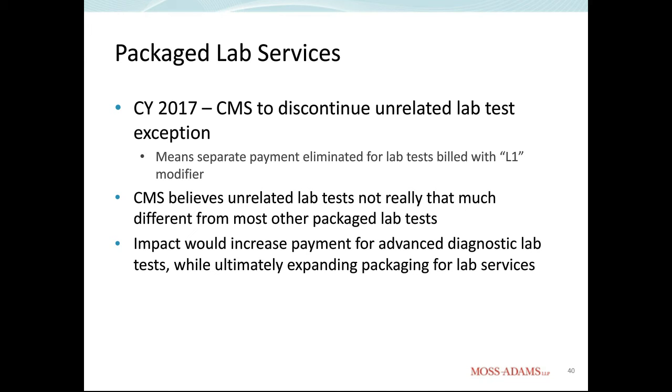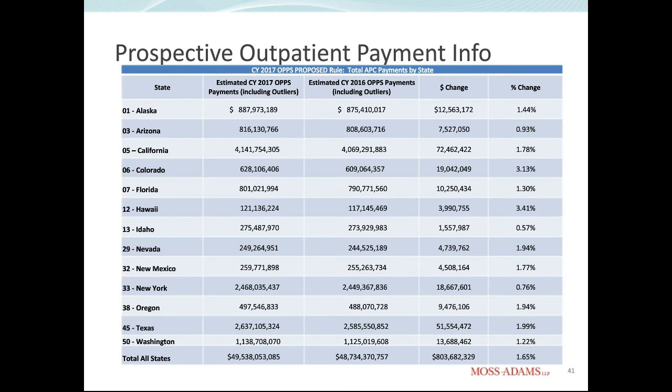This is a slide that details for various states what their overall estimated change in outpatient reimbursement will be from last year to this coming year. As you can see, net positive across most of the states in this region and otherwise, with the highest being in Hawaii, closely followed by Colorado.